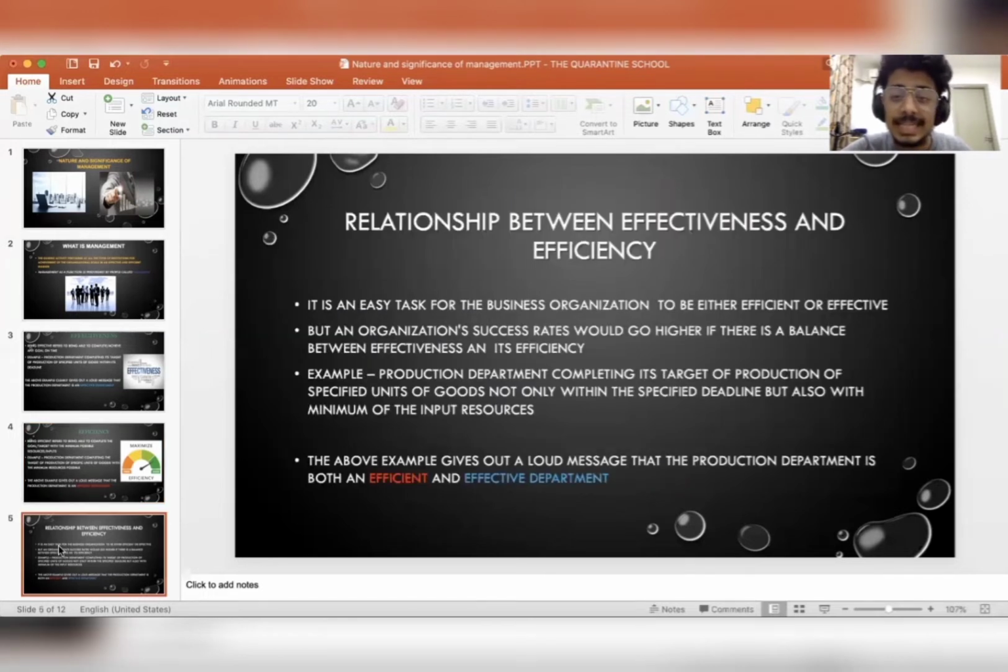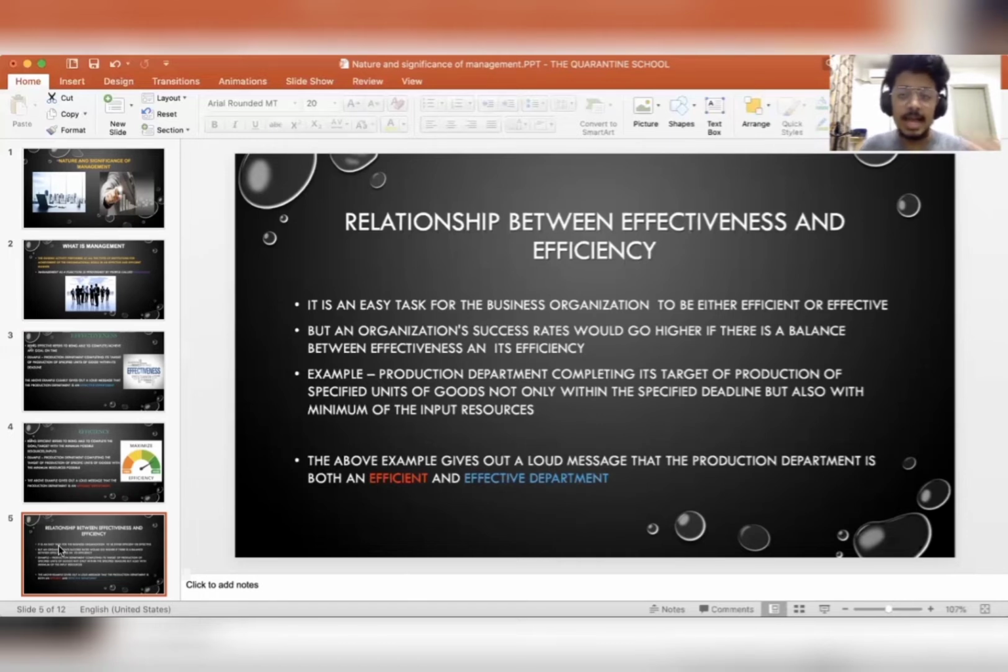Now, let us understand the relationship between effectiveness and efficiency. So till now, in the slide number 3 and slide number 4, we discussed what is effectiveness and efficiency. Now let us correlate what both of them mean. A business organization finds it very easy to be either one of the both, either be effective or be efficient. It is an easy task for the business organization to be either efficient or effective. But an organization's success rate would go higher if there's a balance maintained between effectiveness and its efficiency. So what does this mean?